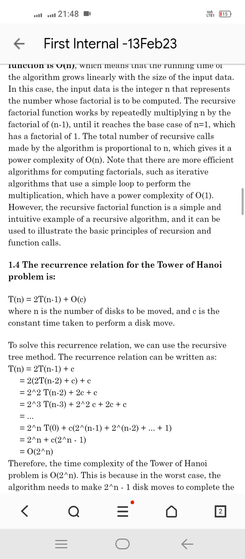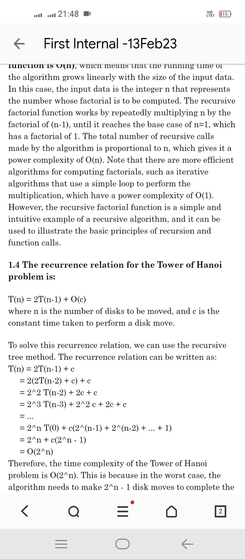The fourth algorithm is the Tower of Hanoi problem. The recurrence relation for this algorithm is given by T(n) = 2T(n-1) + O(c), where n is the number of disks to be moved and c is the constant time taken to perform a disk move.